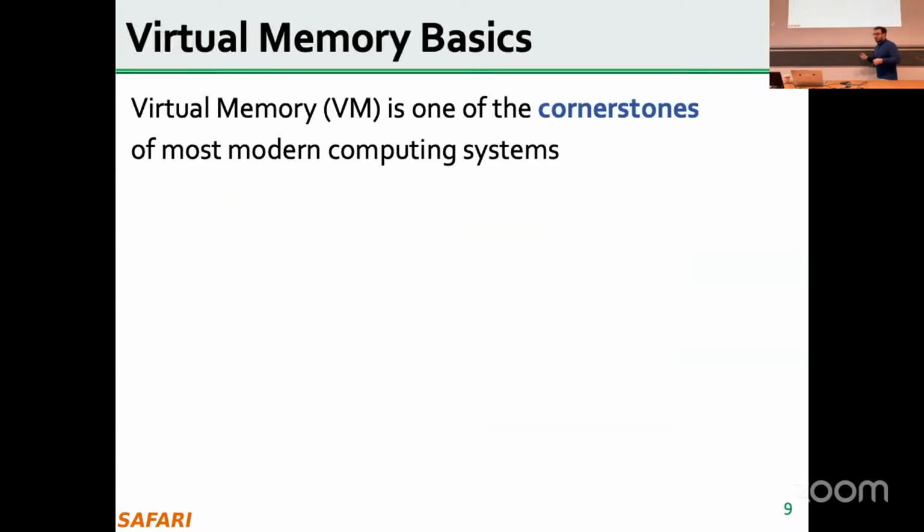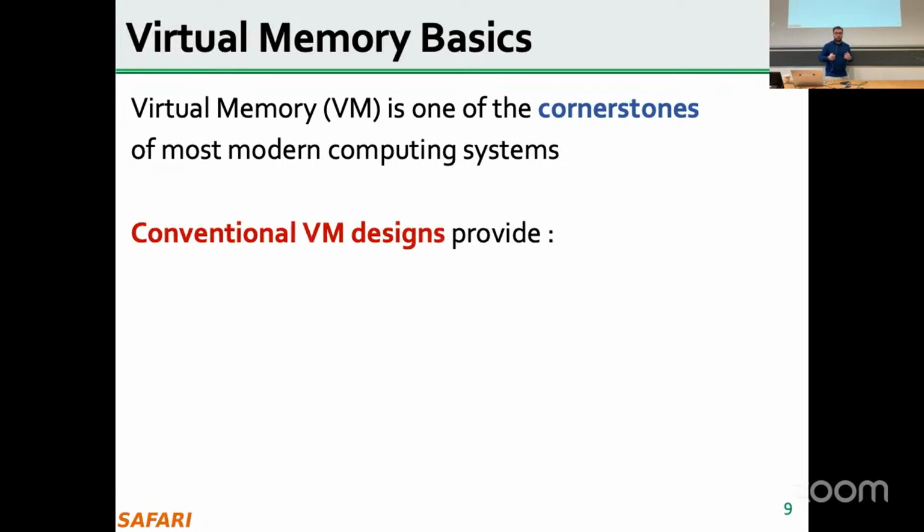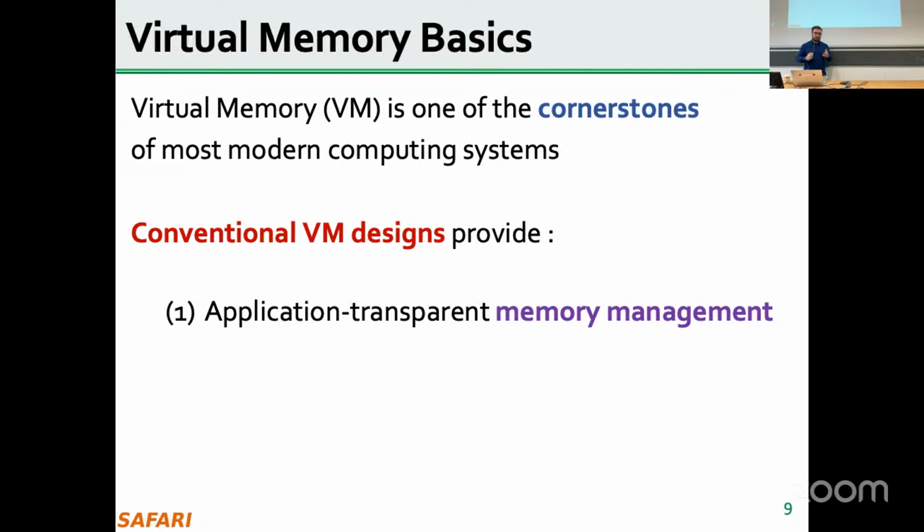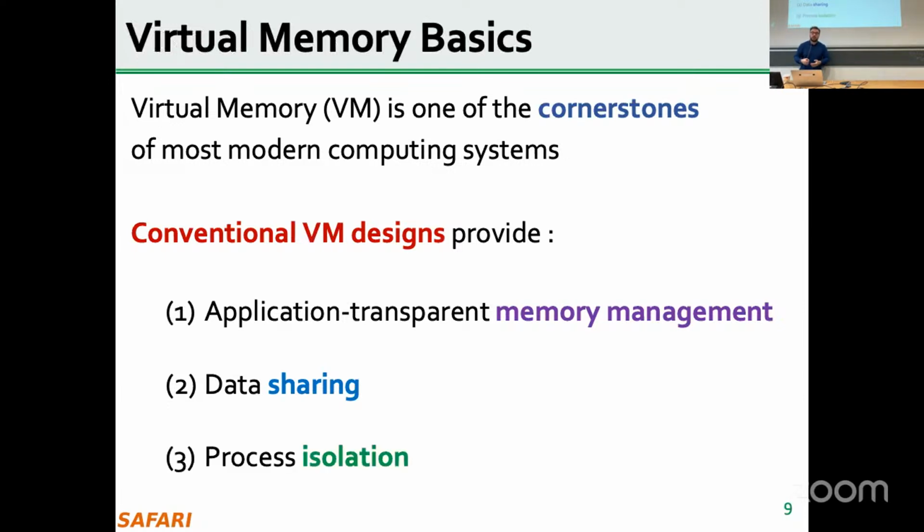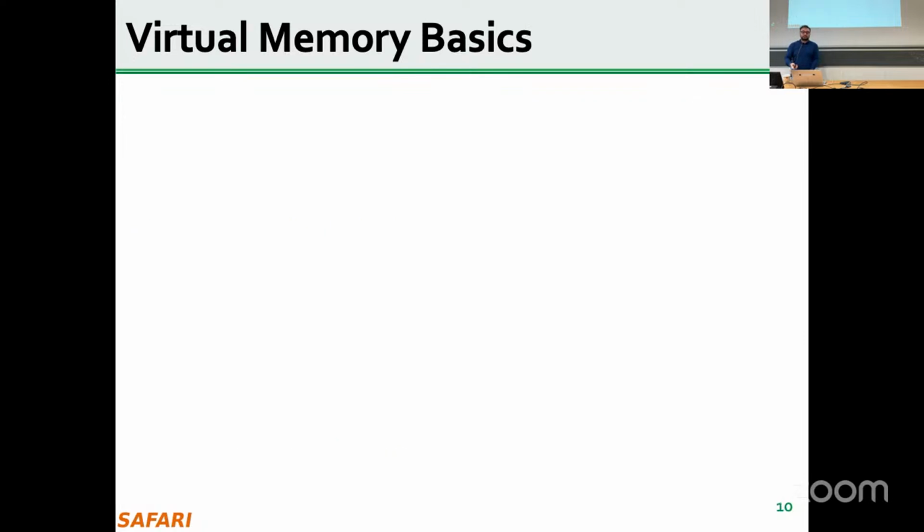So virtual memory is one of the cornerstones of most modern computing systems. Conventional virtual memory designs provide three things, basically. Application transparent memory management: the user who writes their programs does not need to use physical addresses directly. They can use virtual ones. Second, data sharing. We have multiple users which might want to share the same library, for example. They can share their data through virtual memory. And third, process isolation. The users do not need to care whether they will overwrite the data of another user.